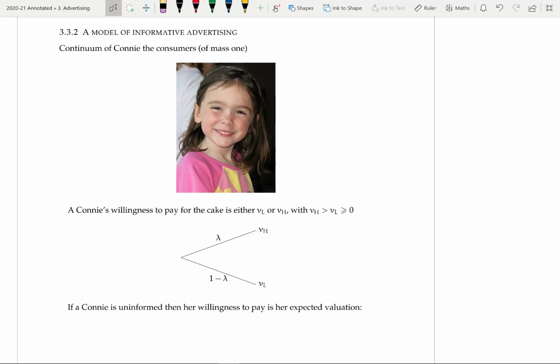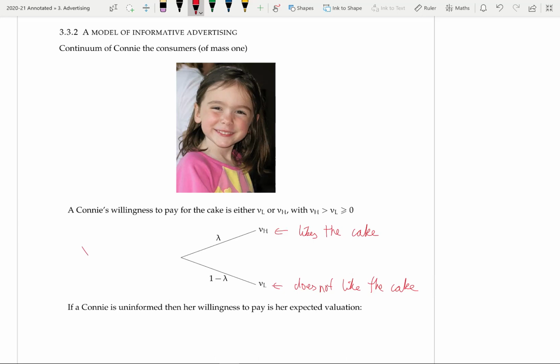Her 5th birthday is coming up, and she's been given some money to buy a cake or not buy a cake. Each Connie has a willingness to pay for the cake that is either VL or VH. The higher valuation is VH, so this means Connie likes the cake. Whereas if her valuation is VL, that means Connie does not like the cake. VH and VL are both greater than or equal to 0, and VH is strictly more than VL.